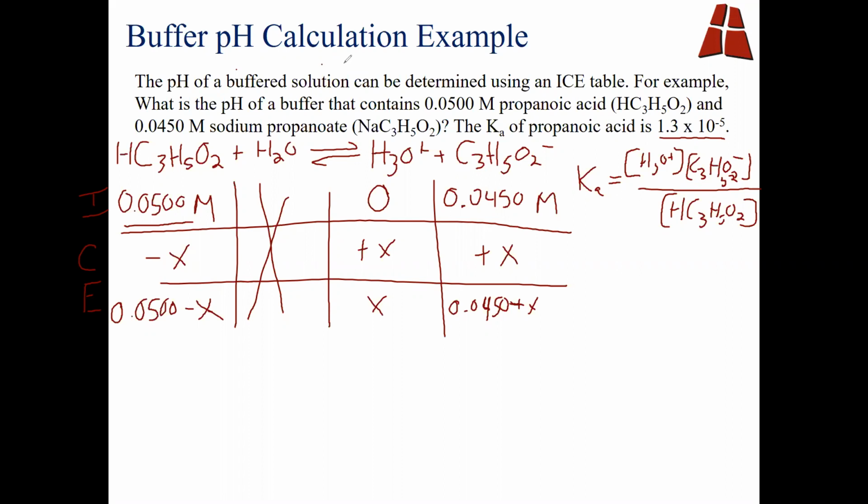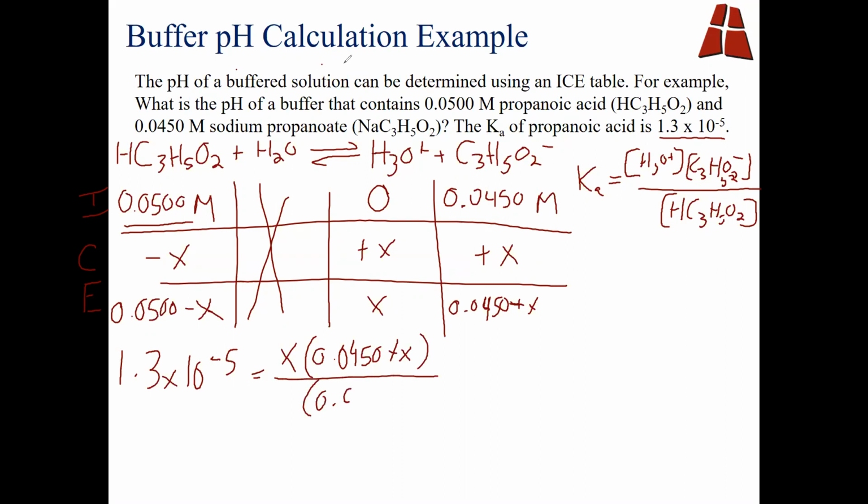And so our Ka is 1.3 times 10 to the minus 5. That will be equal to X times 0.0450 plus X, sorry, and then that'll be divided by 0.05 minus X. Okay.